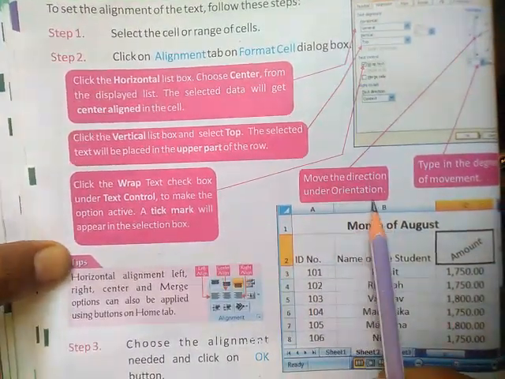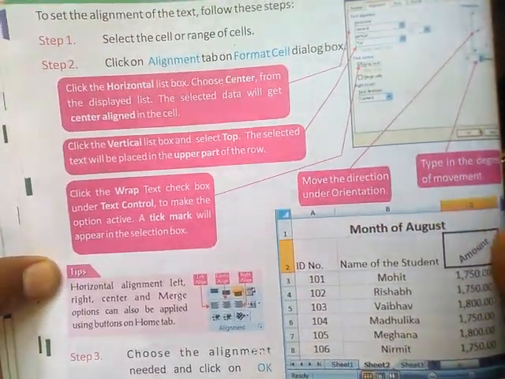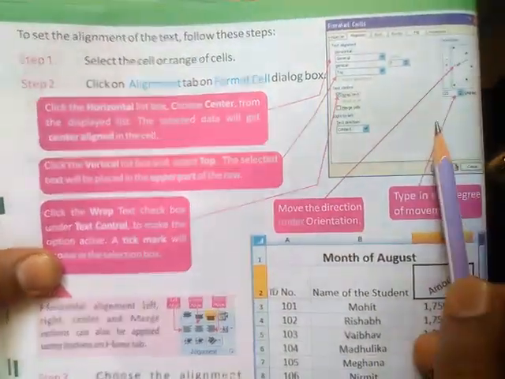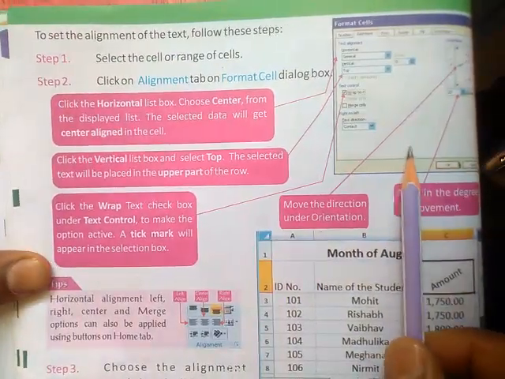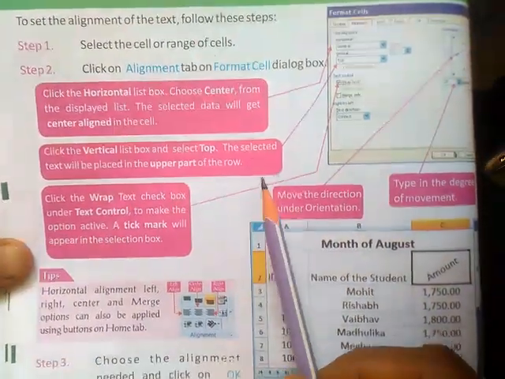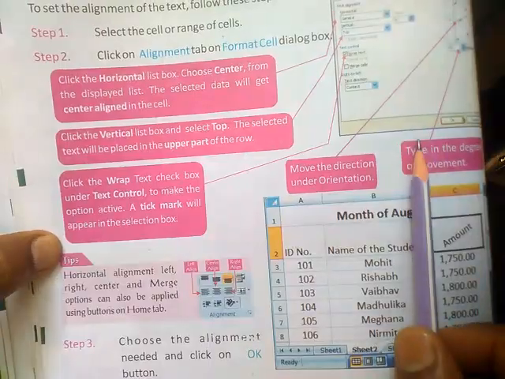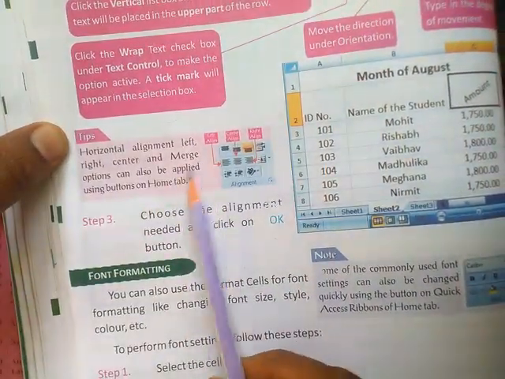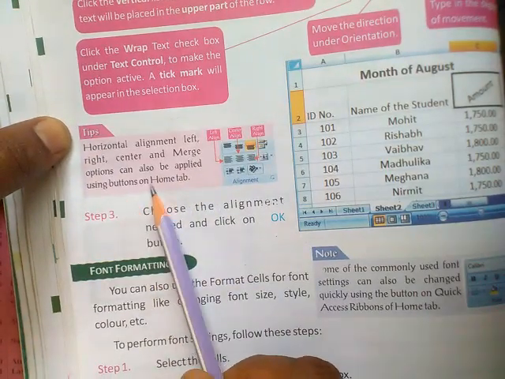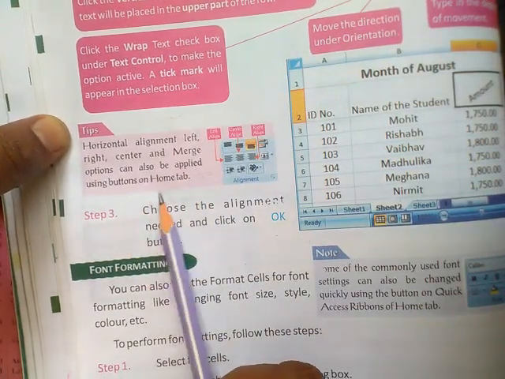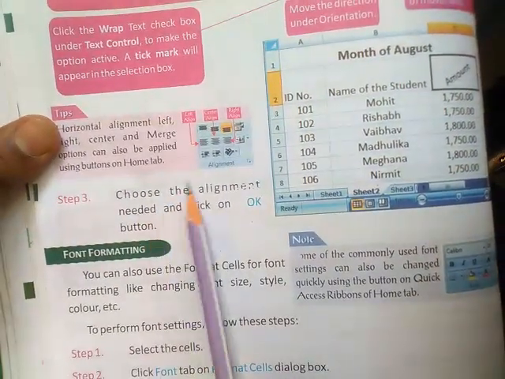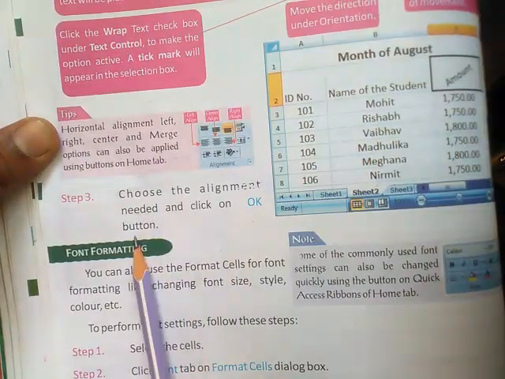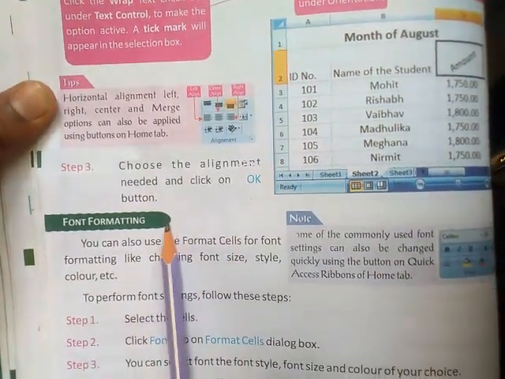Move the direction under orientation. Type in the degree of movement as shown in this picture. We will do practical about this theory. Okay. Tip: horizontal alignment left, right, center and merge options can also be applied using buttons on the Home tab, as shown in this picture. Step 3, choose the alignment needed and click on the OK button.